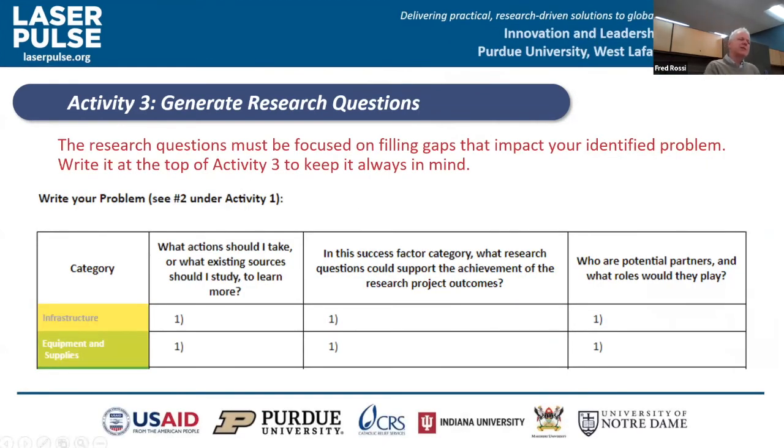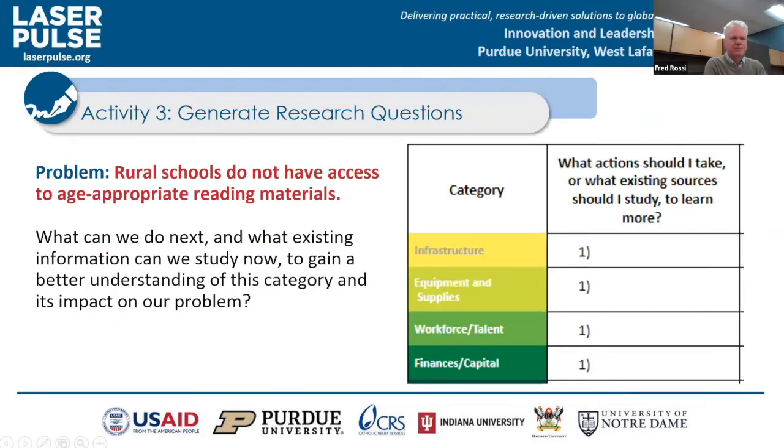So here is the Activity 3 worksheet template. We begin by writing your problem at the very top, so we always have that in mind. And then listed in the columns at the top of the worksheet are the 3 questions that you want to address in more detail for those success factors that you have identified as important to your work, which we did in the previous one. Okay, so let's go to the next slide.